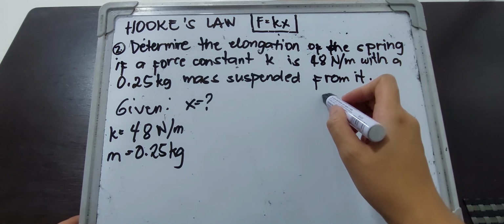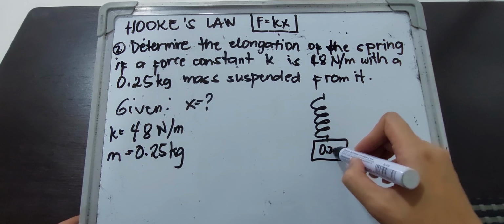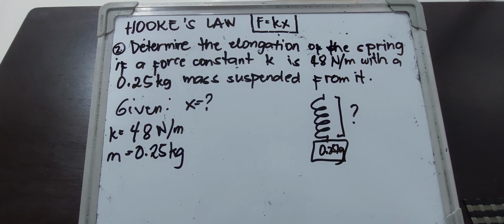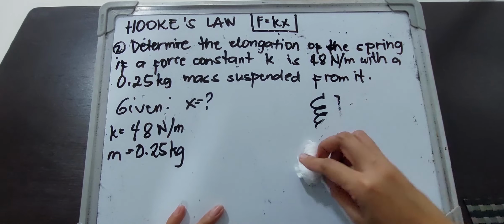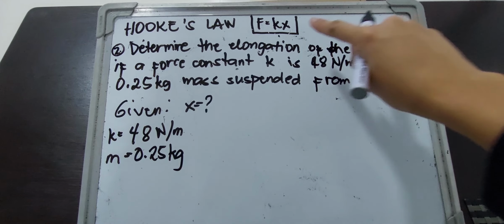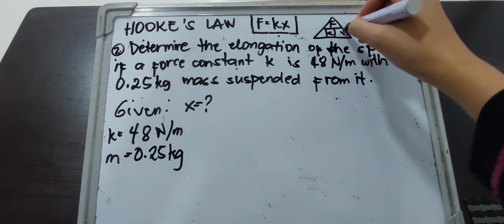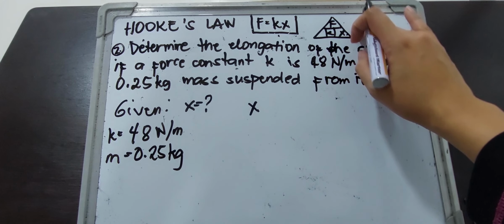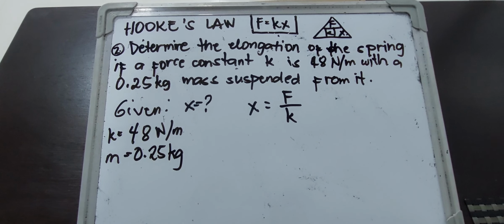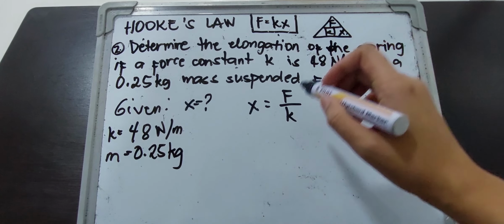So sabi dito, for example, this is our spring and this is the 0.25 kilogram mass. Ang tinatanong sa atin, what is the elongation of the spring? Okay? So from the formula of Hooke's law, which is F is equals to K times X, for us or using the triangle method, we have here F Kx. Since you are looking for x, it means that our formula is F divided by the spring's constant.